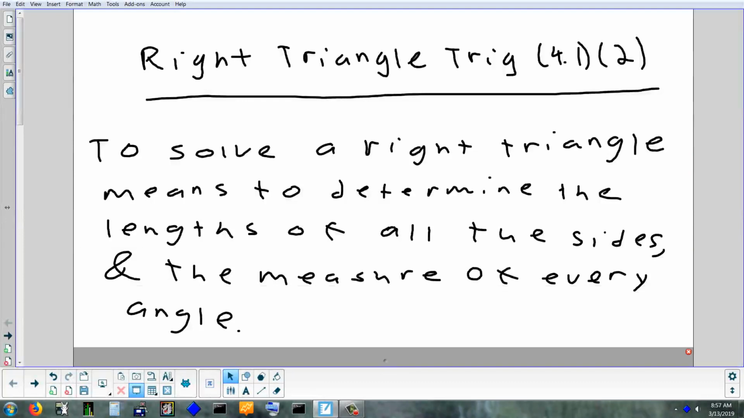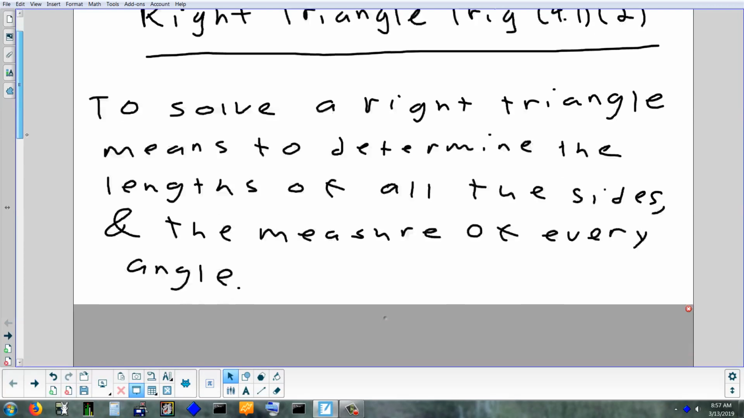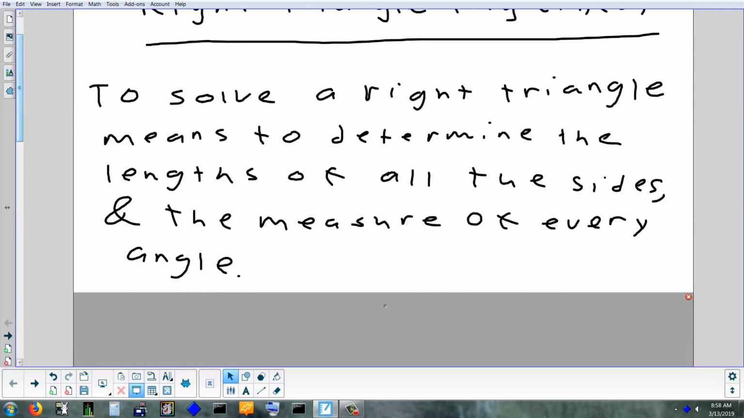Now, since we're dealing with a right triangle, there's something that you already know in every problem. What do you already know if you're dealing with a right triangle? It has an angle with 90. So every single problem that we do today, they're all going to have an angle of 90. That's the only thing they're going to have in common. All right, so that's one piece of information you already know when you're starting these problems.